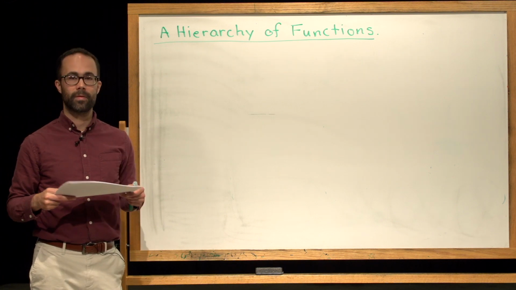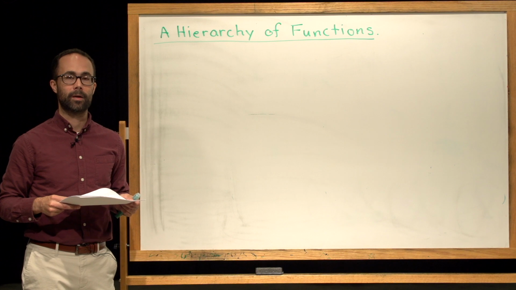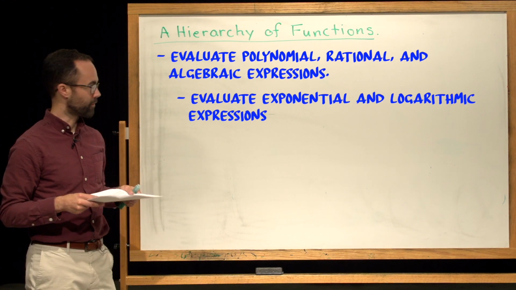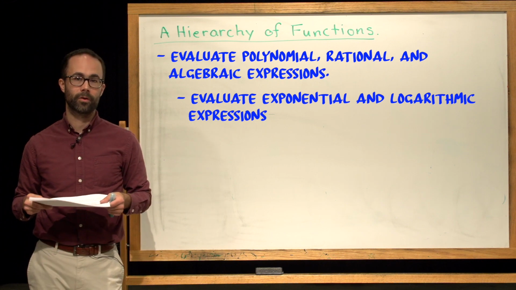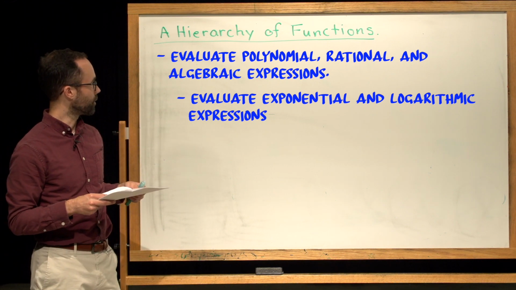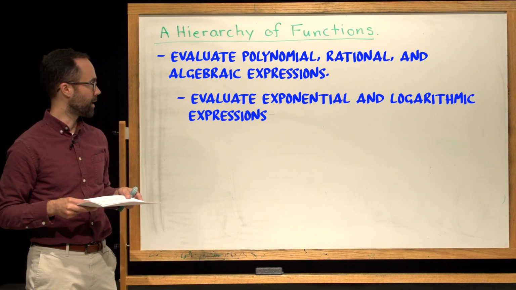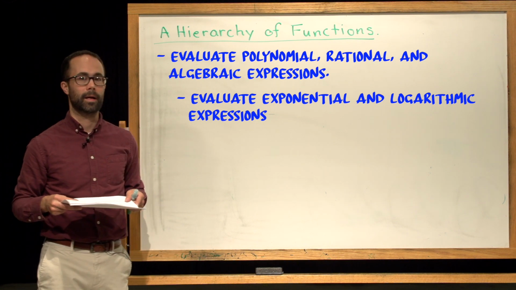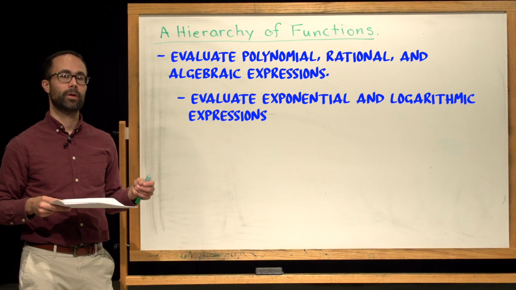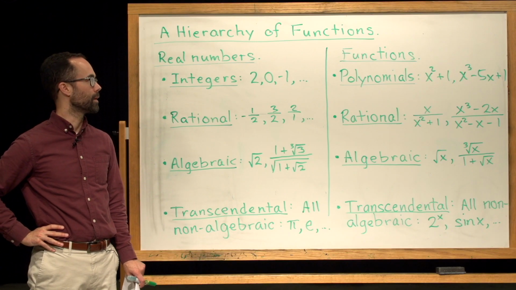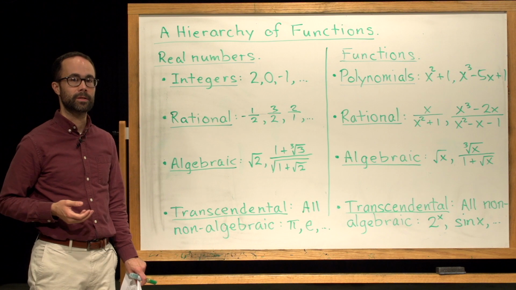And then after that, we move on to our next main goal, which is to consider how to evaluate all of these different function types. So we'll look first at evaluating polynomial, rational, and algebraic expressions in functions. And then last, we'll look at how to evaluate exponential and logarithmic functions. Let's start by considering some different kinds of real numbers. And the way I'll do it here is divide the real numbers into four different kinds.